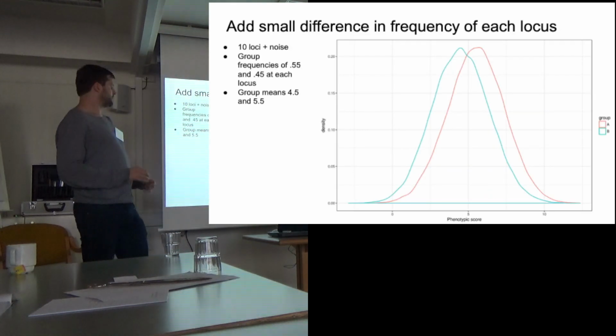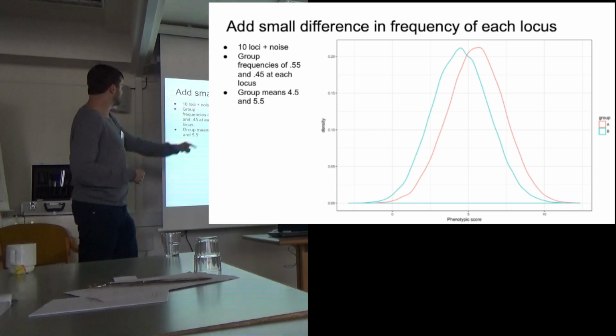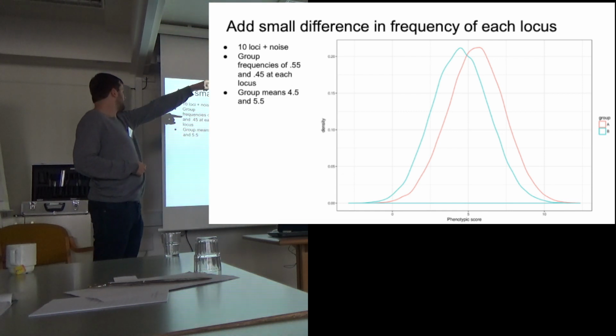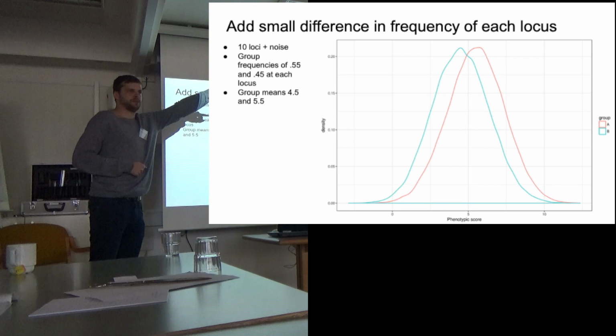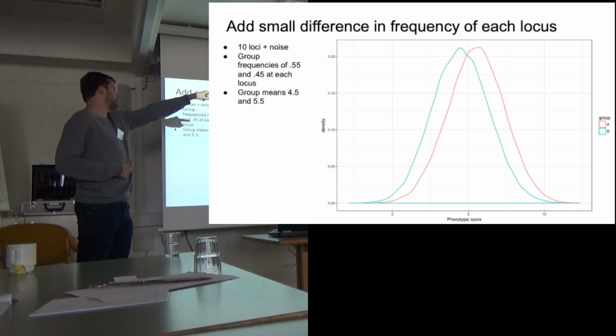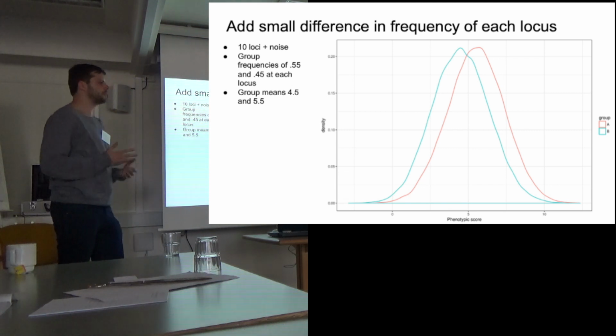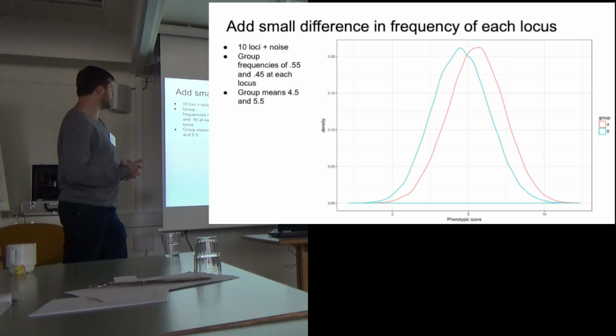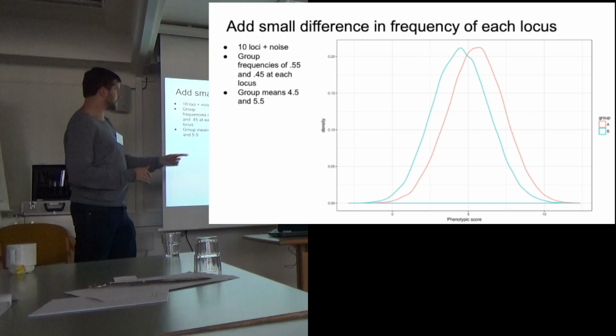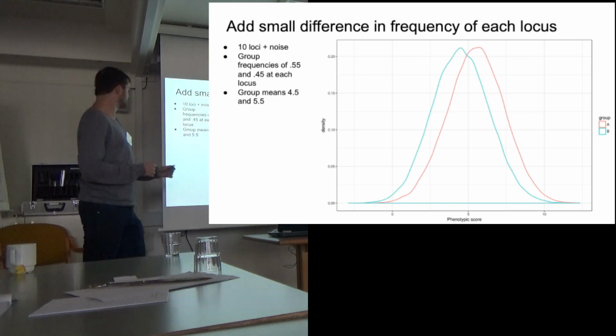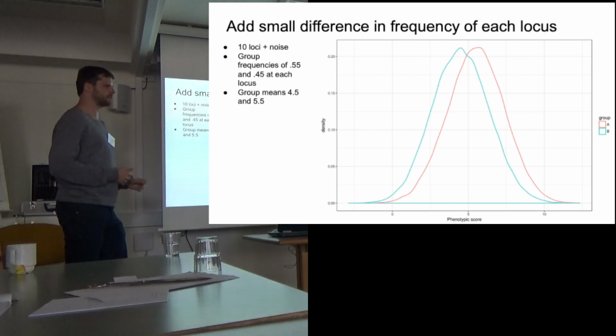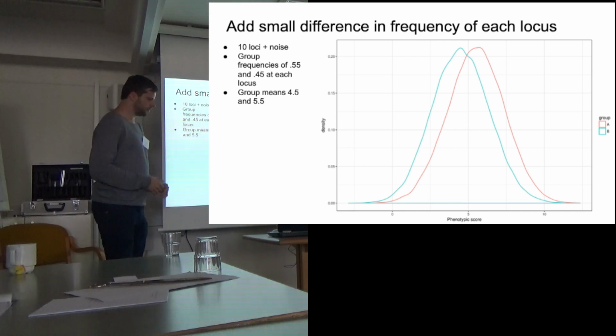So here we do the same thing as before, except that now we say that there's a group difference, that the frequencies for the group 1 or A are now 0.55 for all these 10 loci and 0.45 for all of them. So it's only a 10% point difference in the chance that you get the positive allele, but because there are 10 of them, it translates into this group difference you can see, which is now 1 point on this arbitrary scale.